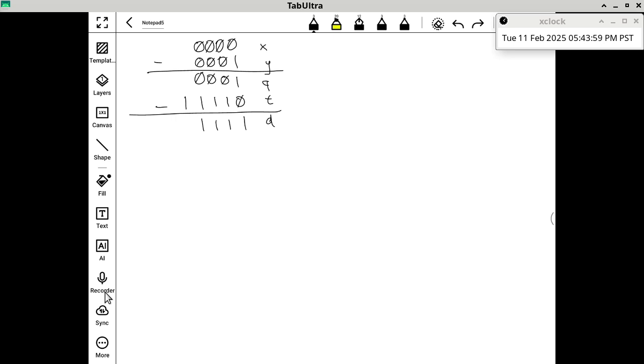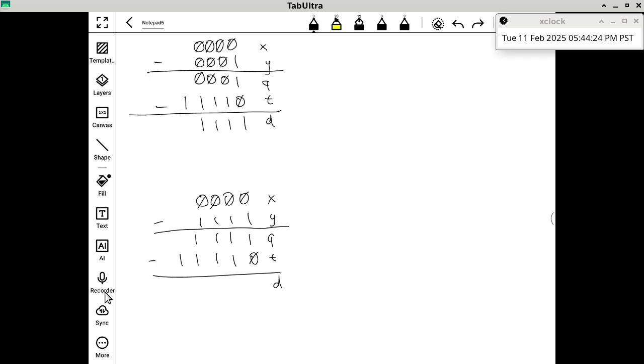Okay, so this is one. We'll work with another one. So we'll work with 0000 minus 1111. Once again, we have x, y, q, t, and then d. This would be 1, 1, 1, 1. This is a 0 by default. We have 1, 1, 1, 1 here. And then finally, we have a 1 here, and then 0, 0, 0 here. Are we doing okay so far with this?